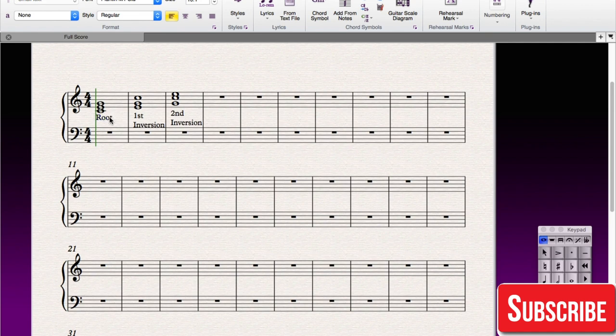Root position is basically when the chord which is being notated starts with the root of the chord. In this case, that's the C. And when we start with the third above the root, what we have now is the first inversion. If I start with the fifth from the root, what I have is called the second inversion.